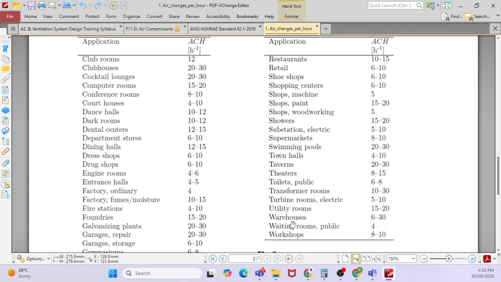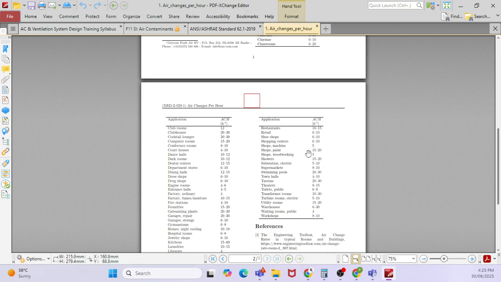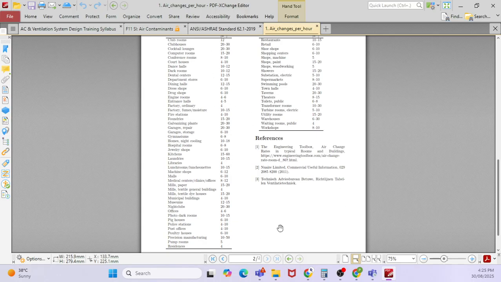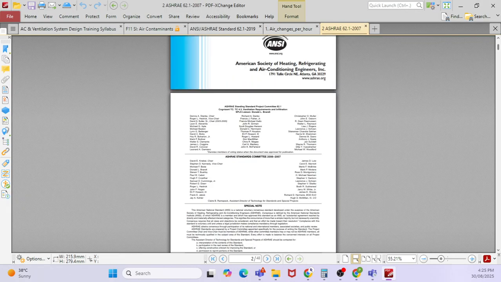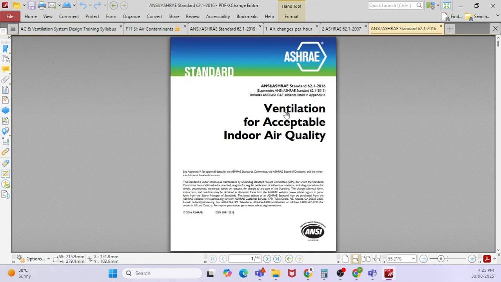If you go to a warehouse, depending upon the materials you store, you will have a proper air change per hour. Okay, so this is one of the methods. Now if you go to the ASHRAE standard, for example ASHRAE 62.1, this is the standard for ventilation for acceptable indoor air quality.